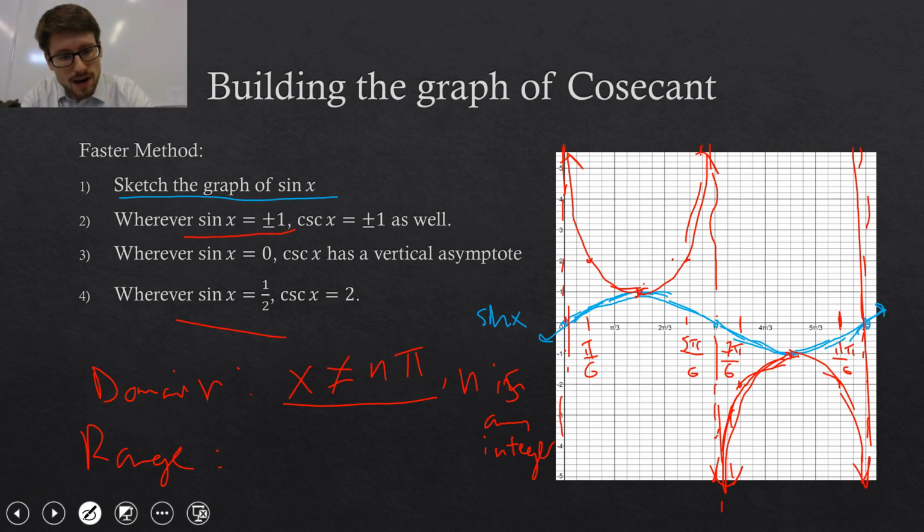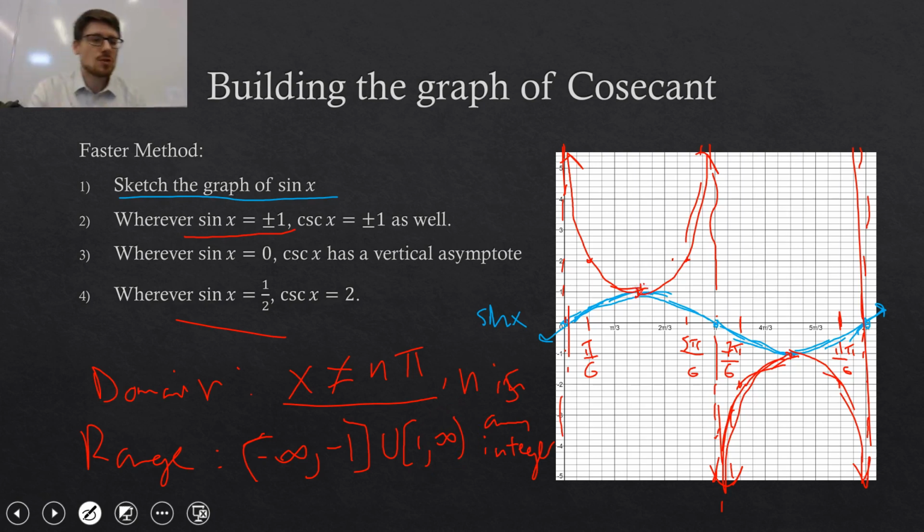So our range is from -infinity to -1 inclusive. We hit -1 right there. Union 1 to infinity, from 1 up. So we have from negative infinity to negative 1, nothing, and then from 1 to infinity. So we have a weird range for the cosecant graph.